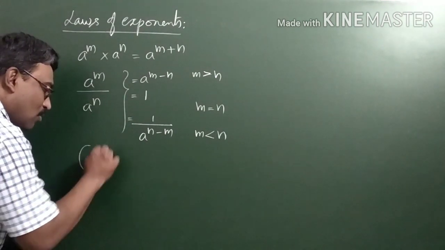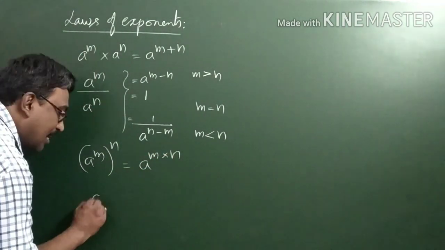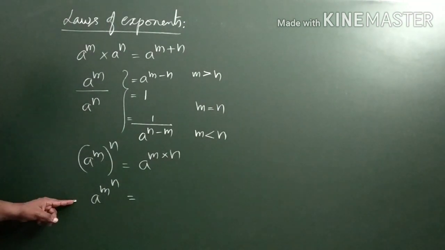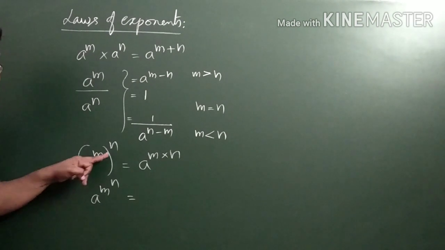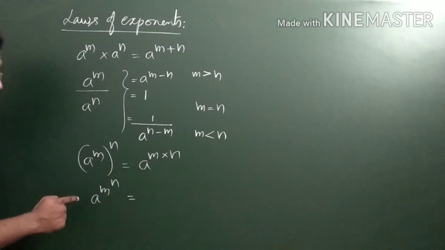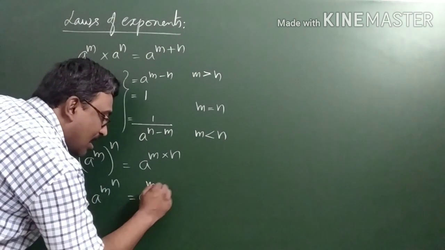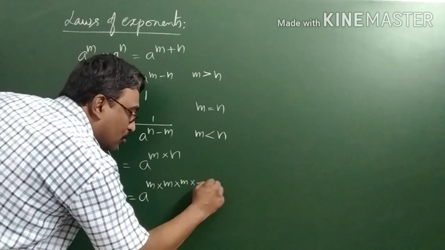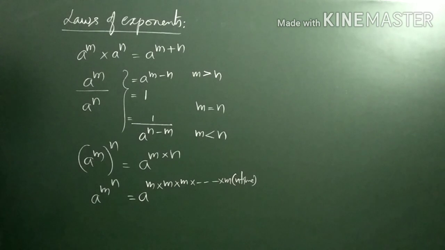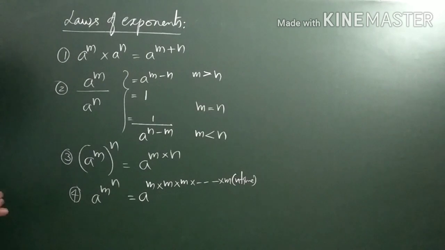A to the power of m whole to the power of n is a to the power of m into n. Whereas a power m to the power of n, how to pronounce these two? Come again. A to the power of m whole to the power of n is a to the power of m into n. This is a to the power of m to the power of n. Then a to the power of m into m into m into so on into m, you should write n times. Okay? These four are the basic formulae you already learned in 8th standard.